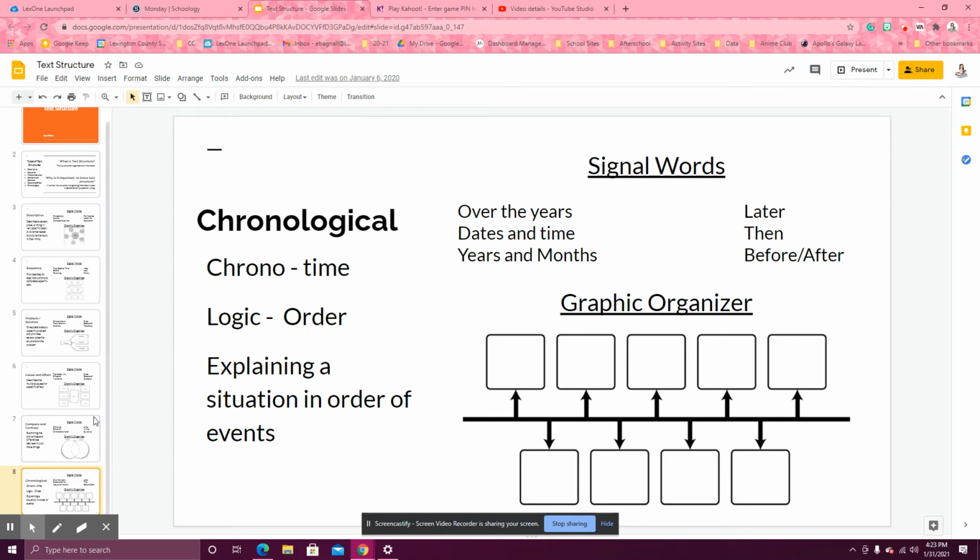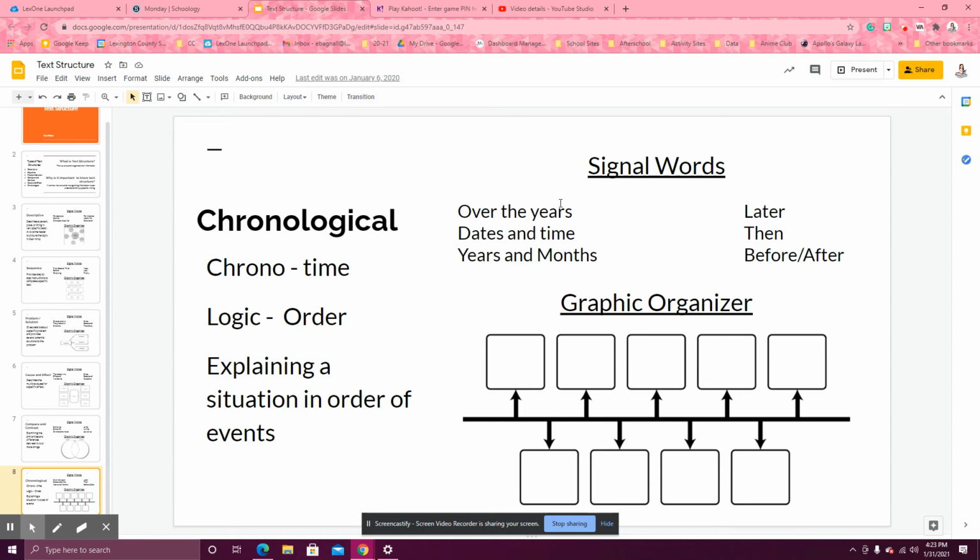All right, so some signal words over the years: anything that has dates and times, years and months, later, then, before and after. If you see a timeline, it is written in chronological order. So if you are doing research on a famous basketball team, you are probably going to look at it in chronological order. So on your infographic, I would expect to see a timeline of that basketball team and how it's changed over the years with specific dates written there. All right. So those are your 6 basic text structures.